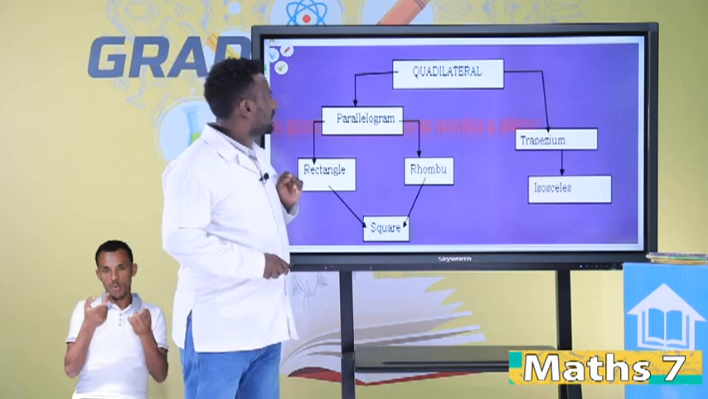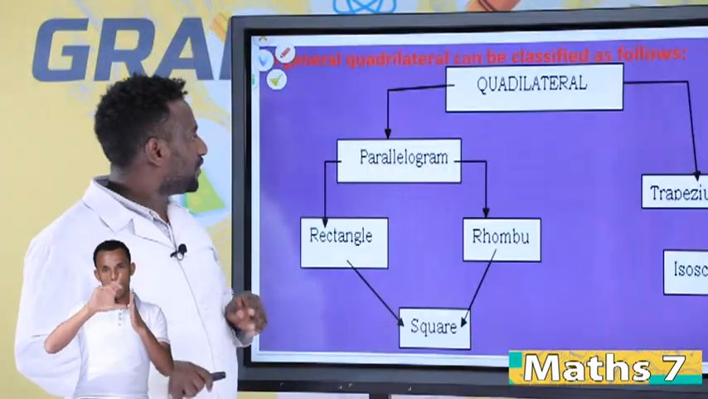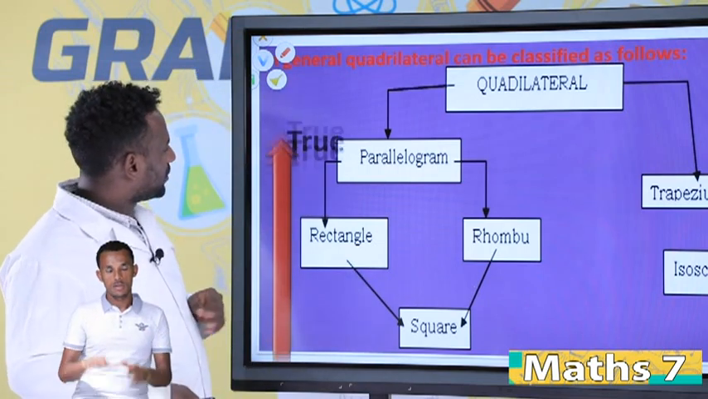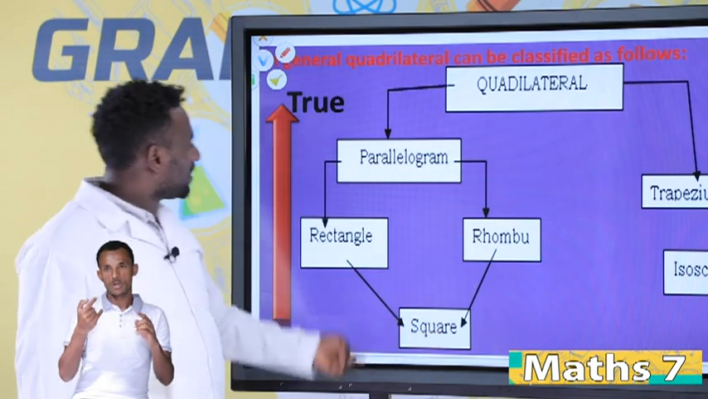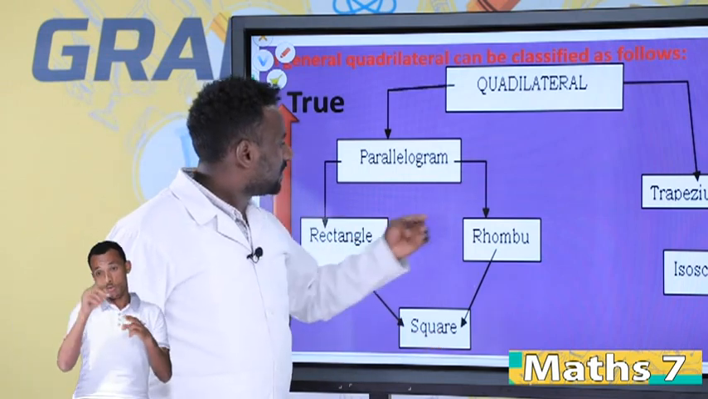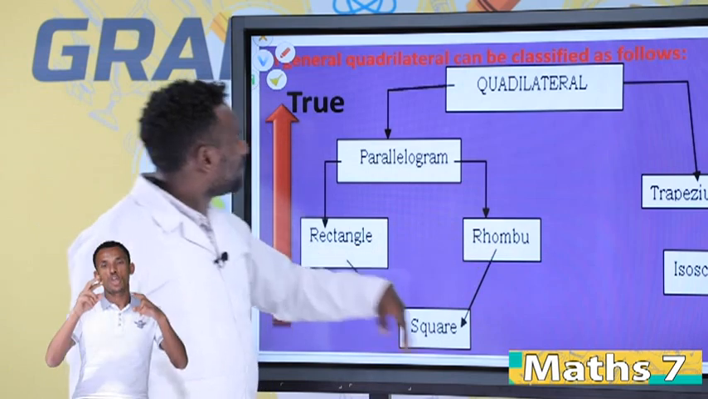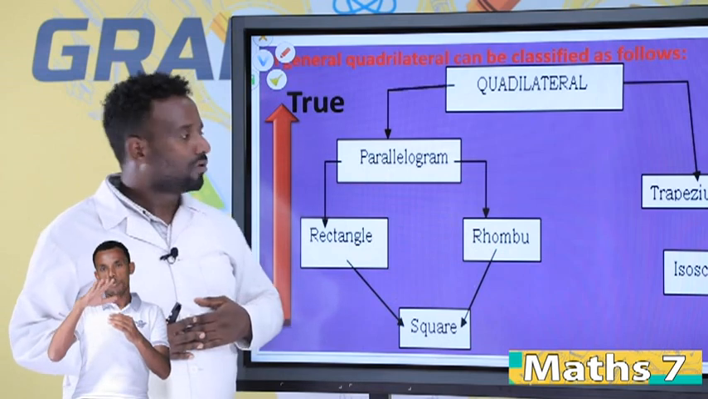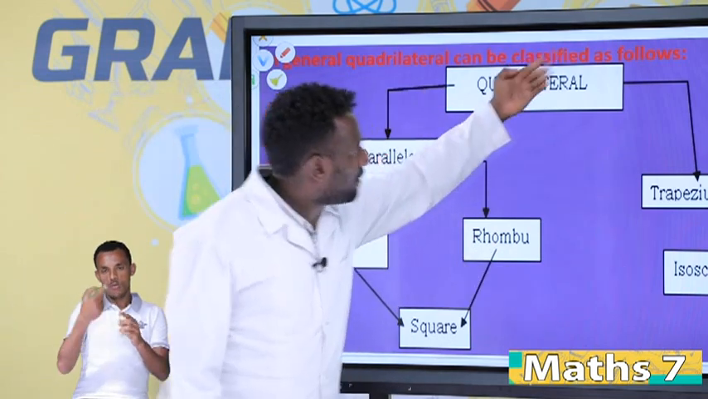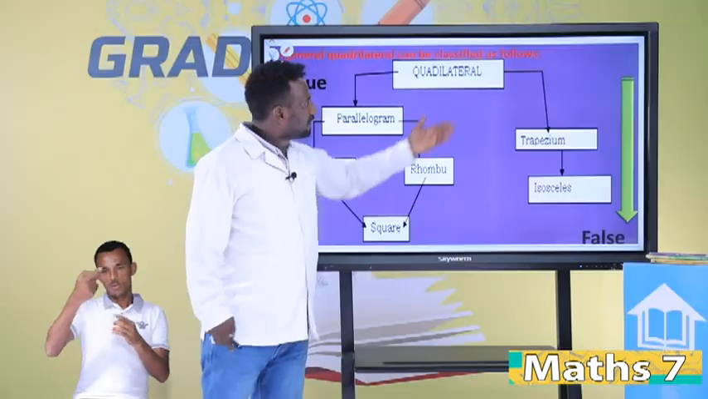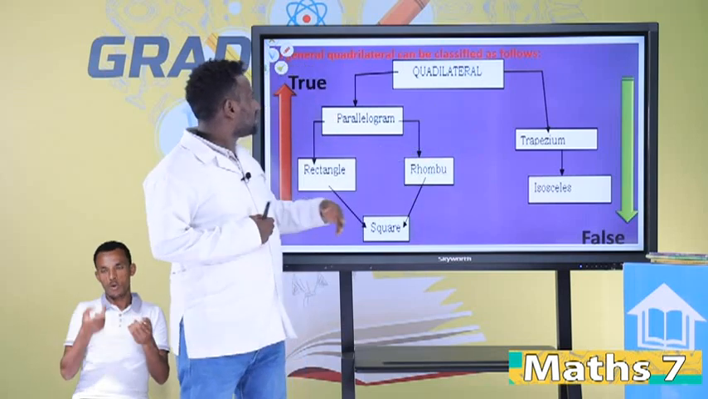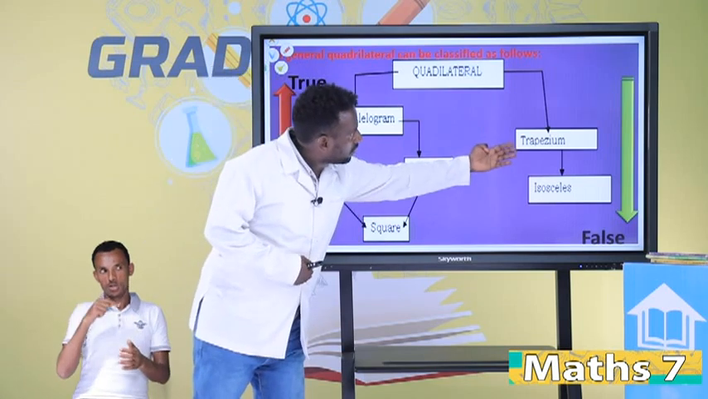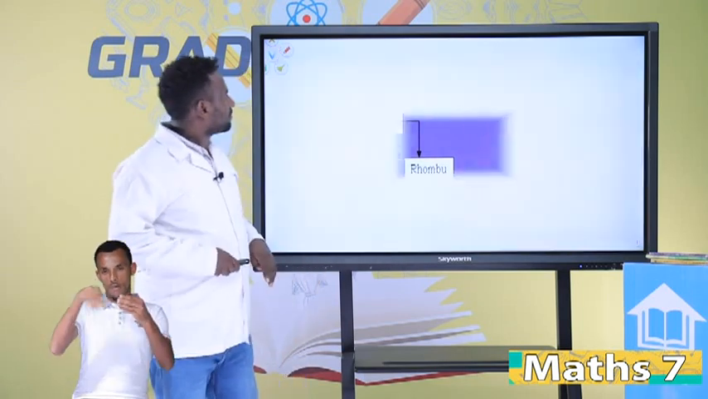But when you say the given quadrilateral classification, from a square: every square is a rectangle, every square is a rhombus, every rhombus is a parallelogram. From the bottom to the top is always true. And from the top to the bottom is false. So take an example: every parallelogram is a square, it is false. So you understand from the given chart. Good.